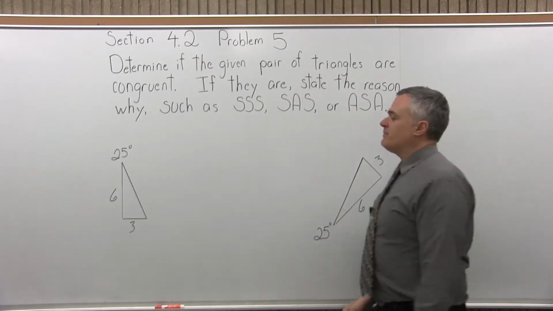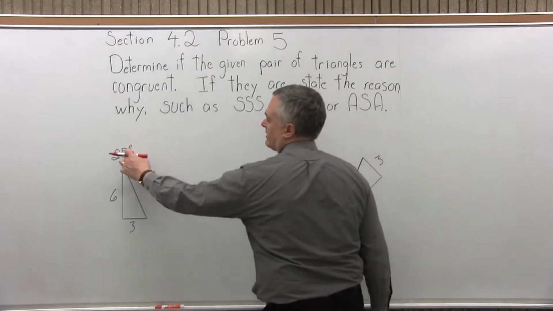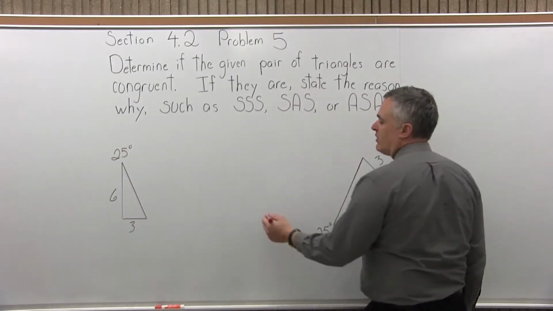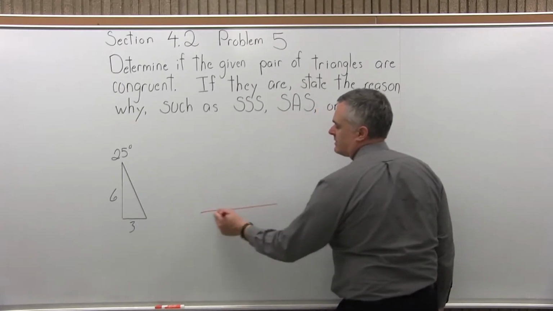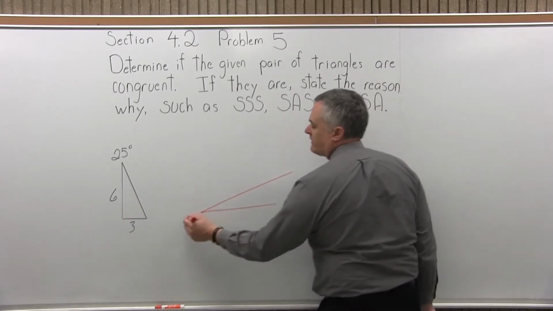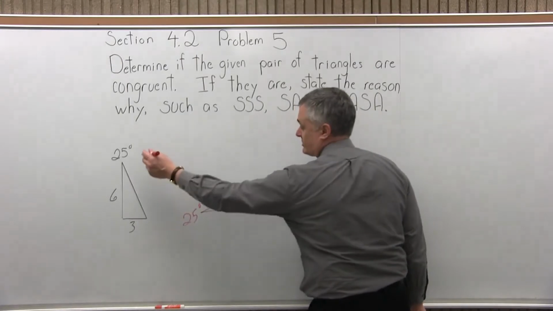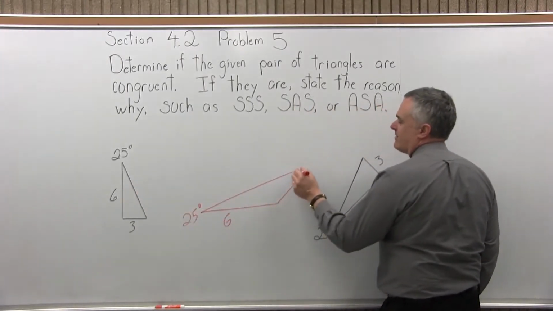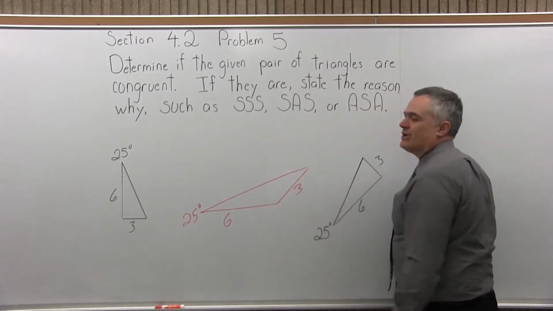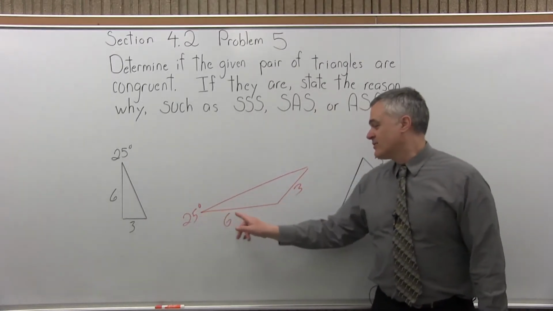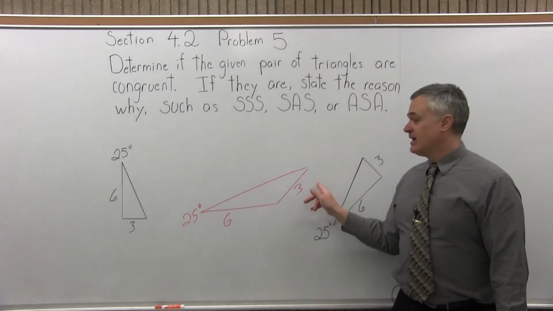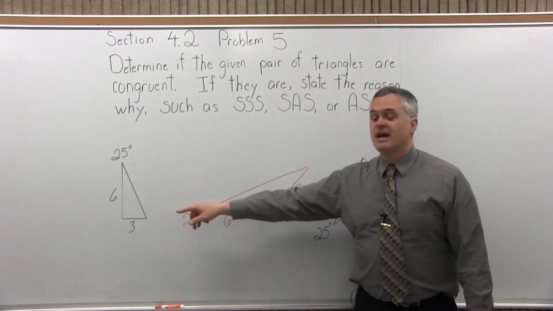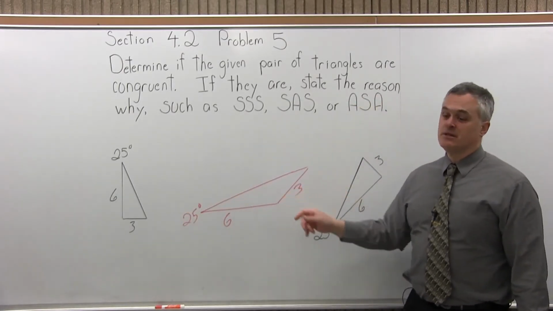Why not? Well, let's say you start with a 25-degree angle, then you have a side that's 6 and 3. And these look the same, they probably are the same, but watch this. Let's have a 25-degree angle, just like that, a side of length 6, and then a side that's length 3. That could also be 25 degrees, length 6, length 3, and clearly that's not the same. So having an angle, a side, and another side don't guarantee congruence.